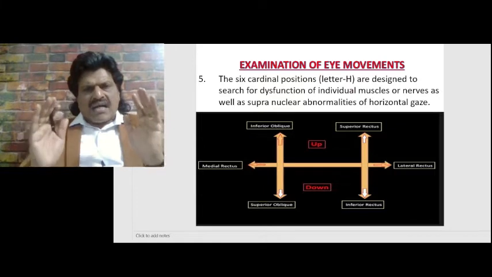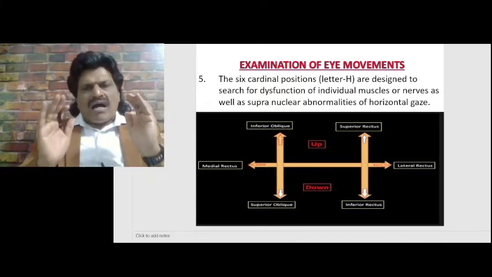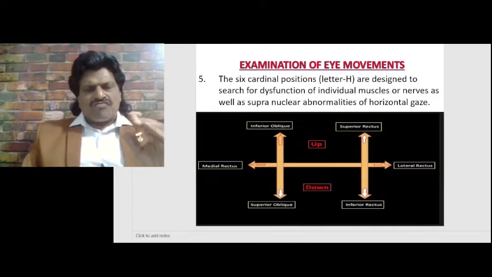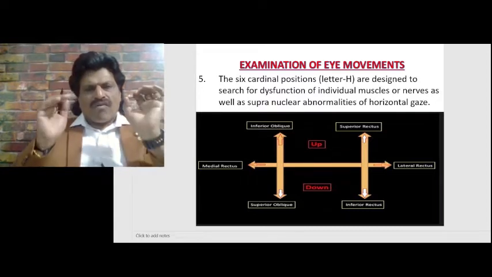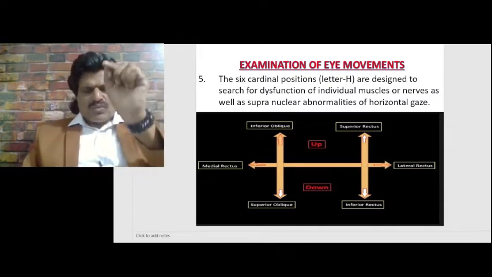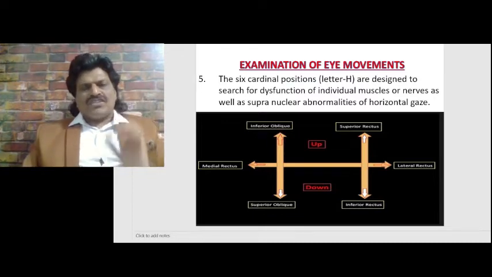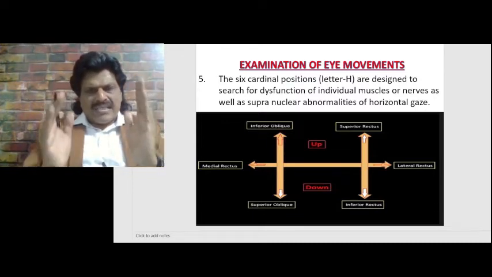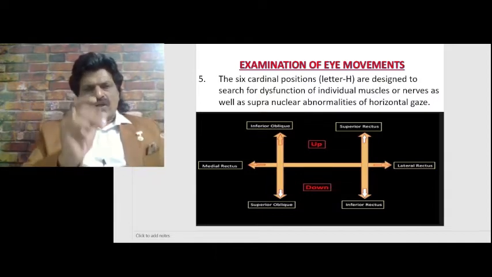The 6 cardinal positions, easily remembered by the letter H, are designed to search for dysfunction of individual muscles or nerves as well as supranuclear abnormalities of gaze. So let's see how we can use the letter H in examining all eye movements. So we draw a letter H and describe the movements.